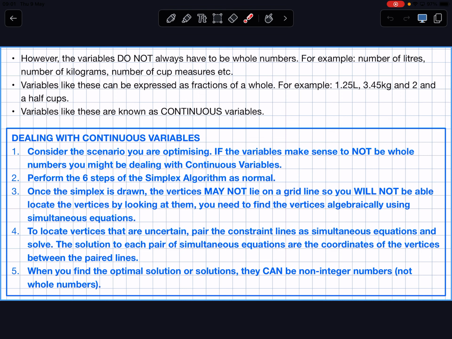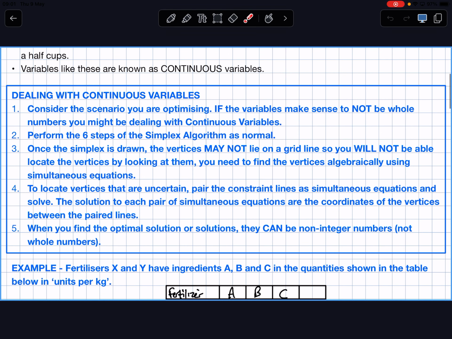So, I'll give you a few minutes. Can you get these notes on how we deal with continuous variables with the simplex algorithm? Literally, your first step is to look at the question and check, does it make sense for the variables not to be whole numbers? If it's not number of people, if we're talking about kilograms or something, it might be that you're dealing with partial numbers. Okay? That's the first step.